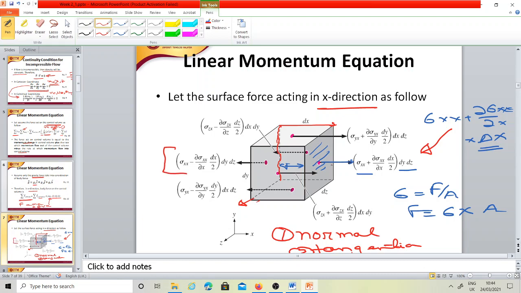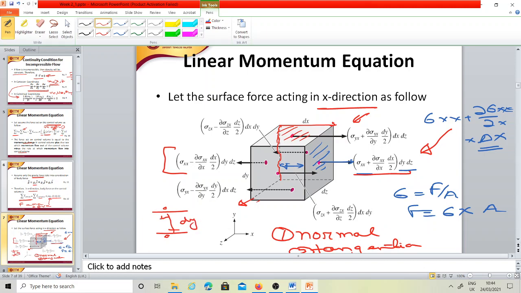Normal force is there. Now we need to consider the tangential force. Which surface do you want to focus on? Here, it means the surface force acting on this surface. In this case you are considering here and here, up and down. The vertical distance between up and down is dy.